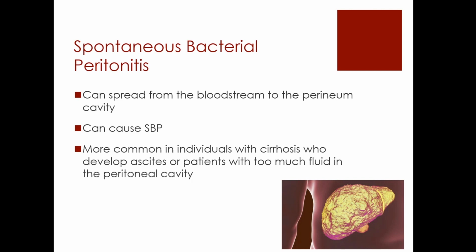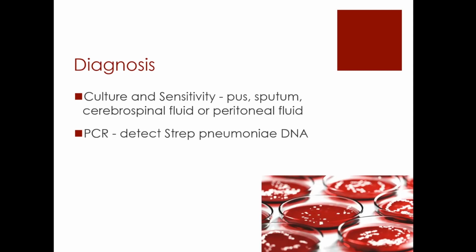In order to diagnose, in general terms, someone with a Streptococcus pneumoniae infection, we can take culture and sensitivity tests. We can do this by taking a sample of pus, sputum if they've got symptoms of community-acquired pneumonia, cerebrospinal fluid if they've got symptoms of meningitis. If they've got symptoms of spontaneous bacterial peritonitis, we can take peritoneal fluid and use that for culture and sensitivity testing. We can also use PCR to detect strep pneumoniae DNA.